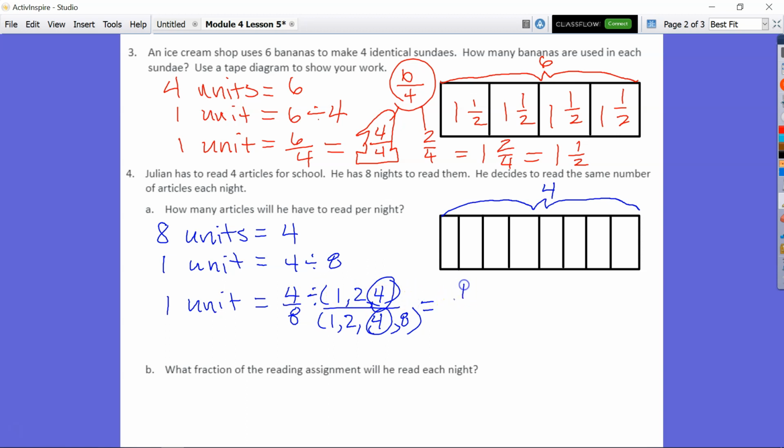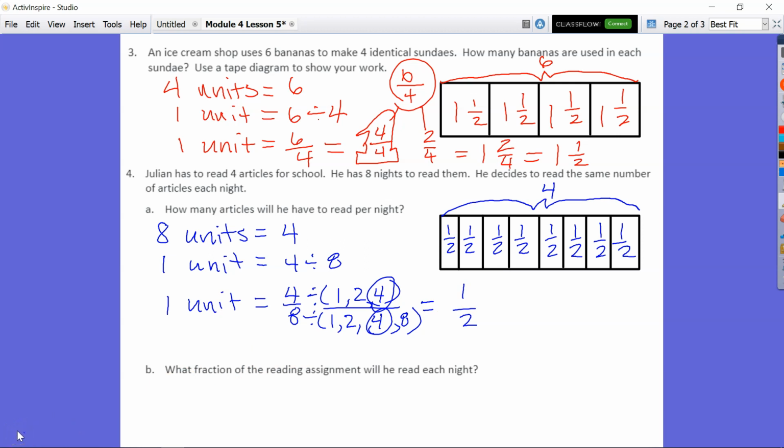4 divided by 4 is 1. 8 divided by 4 is 2. We know that it would be 4/8 or 1/2. So he would read 1/2 of an article, another half of an article, that's 1. That's 2 articles, 3 articles, 4 articles in 8 nights if he read a half an article per night.